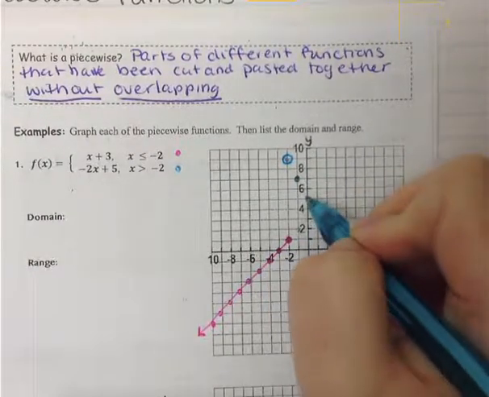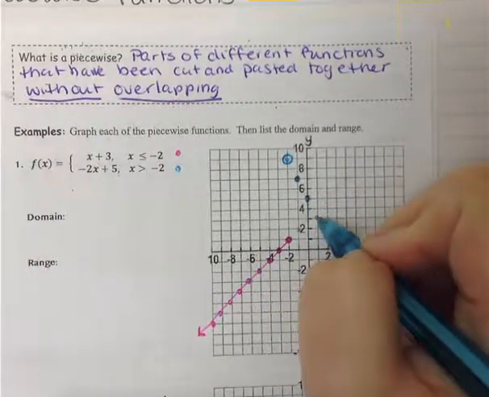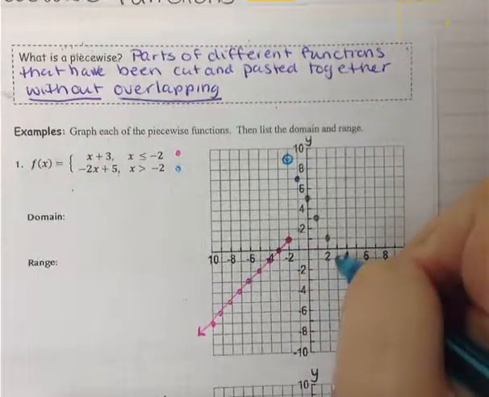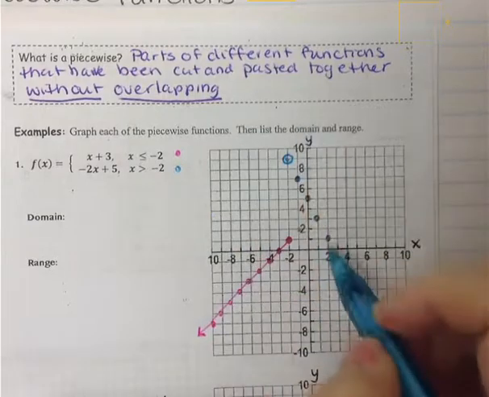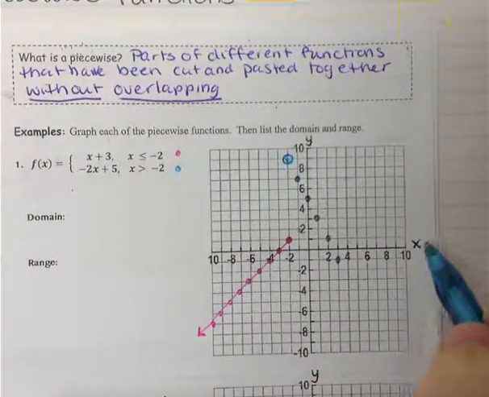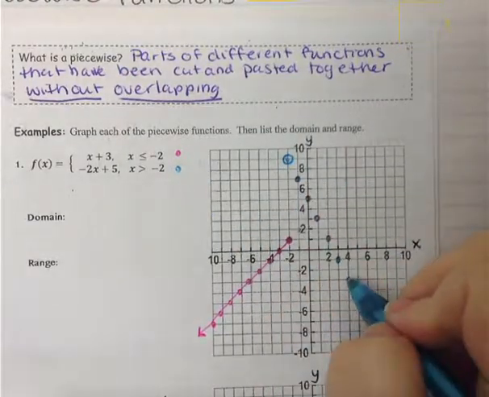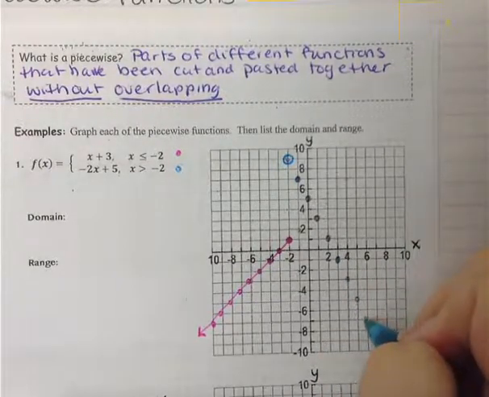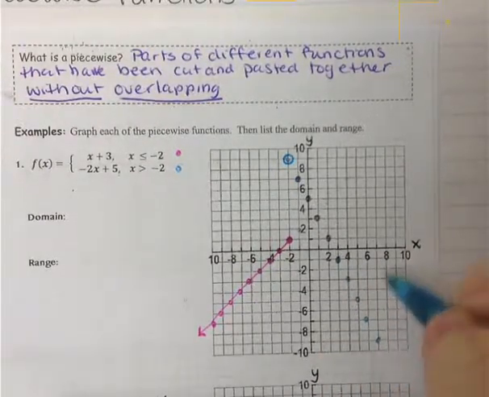The 0 would go to that +5. I would keep going: down 2, right 1, down 2, right 1. I would keep going because I want all of the x values that are bigger than -2. So I would keep going with down 2, right 1, as many coordinates as I possibly could. Then I would connect them.